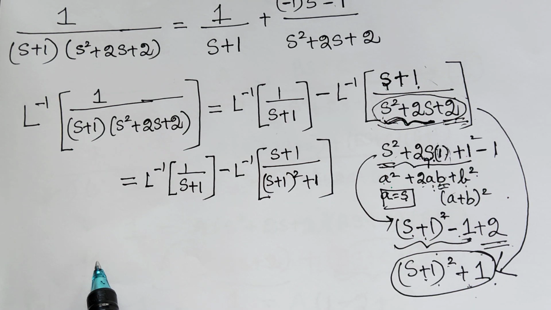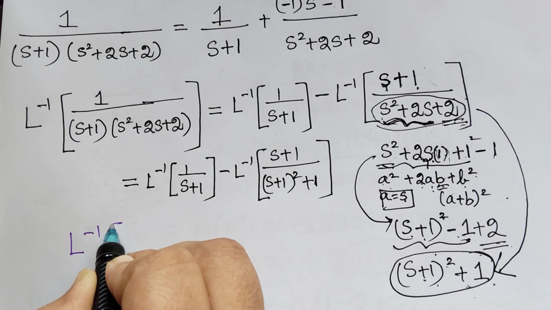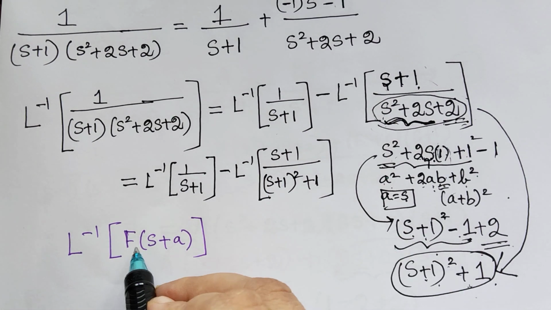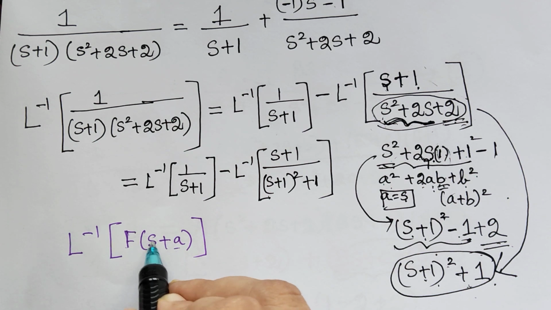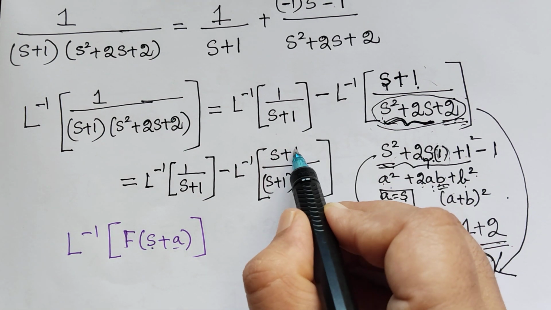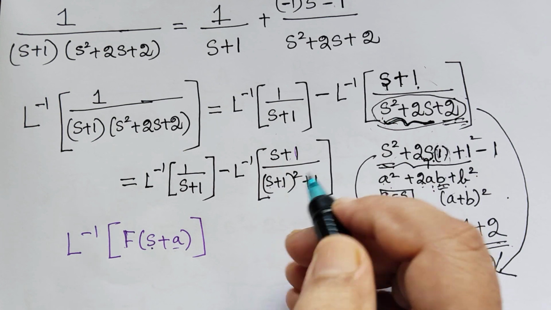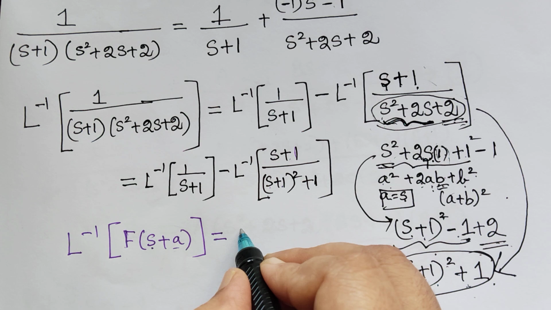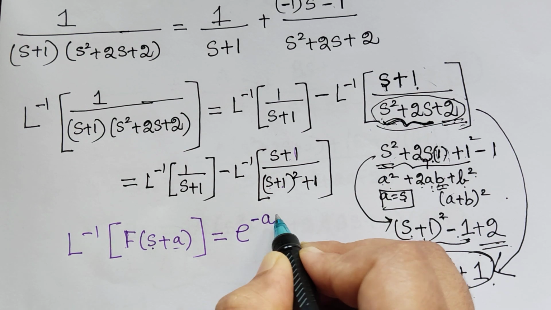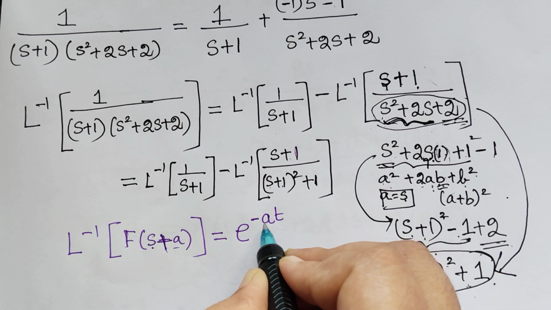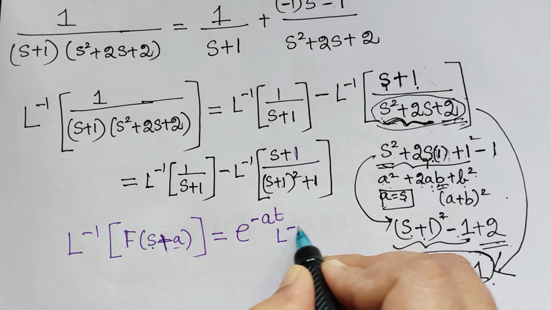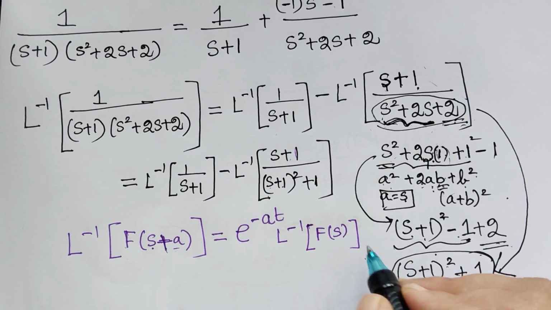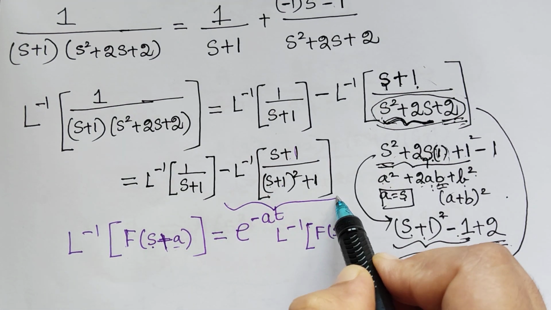The shifting property for inverse Laplace transform says that the inverse Laplace transform of f of s plus a, if you have a function where a is added to s alone, here if you see s plus a is 1, so here also s plus a. So the inverse Laplace transform of this function will be equal to e to the power minus at, because you have plus here it will be minus at, and with that you have to find inverse Laplace transform of f of s. So this is sufficient. So I will take this term separately and I will show you.